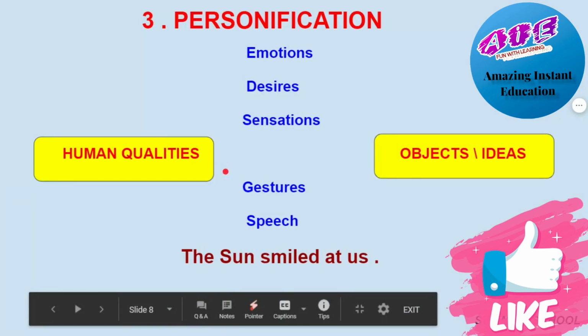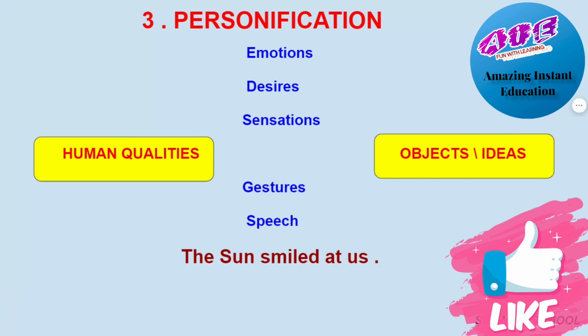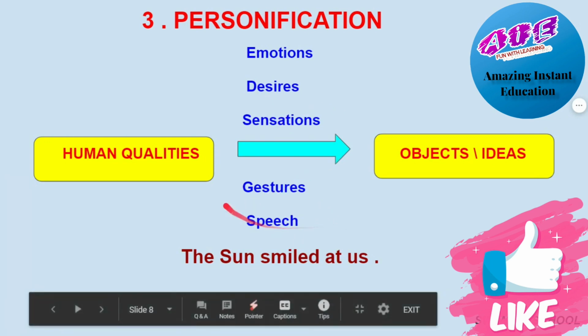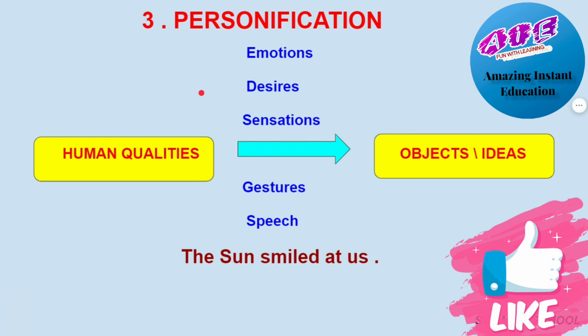Personification. Personification, it is a figure of speech where human qualities are given to objects or ideas. These qualities may be emotions, desires, sensations, gestures, and speech. Let's look at some examples to understand better. The sun smiled at us. Here, a quality of human, which is smile, is given to an object, the sun. So, personification is used here.